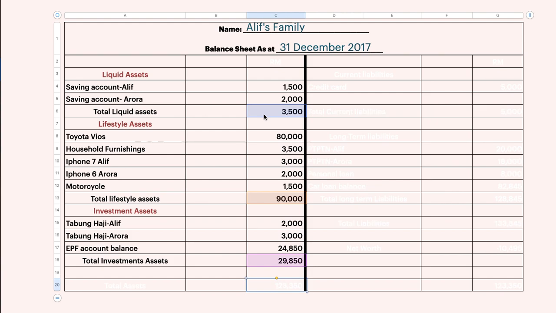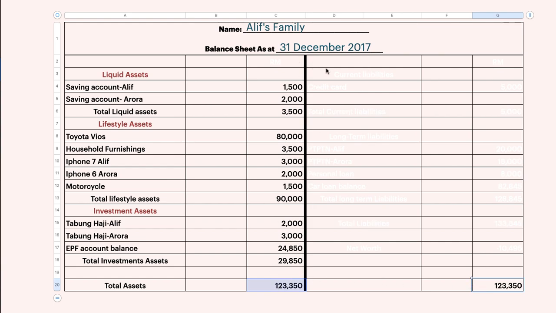So this is highlighted in blue, orange and red. We total these first, and you will get the total asset. So the total asset you will count is 123350. This 123350, you transfer first to the right hand side, because when you do a balance sheet, you must remember that the right hand side and left hand side must be balanced.